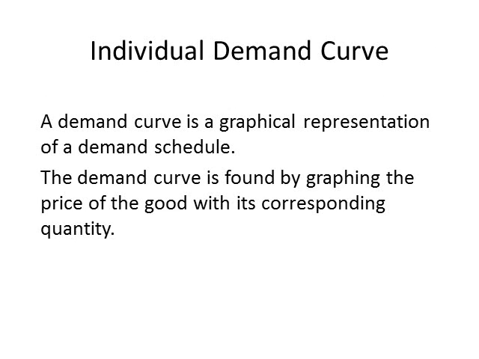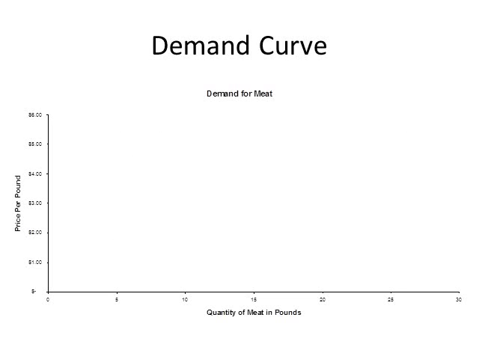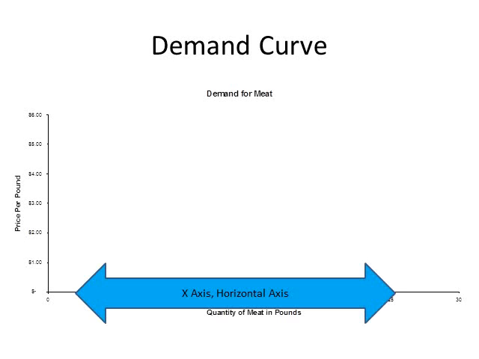We can take the table in the previous slide and convert it into a graph. A graph of a demand schedule contains a demand curve. A demand curve is found by graphing the prices of goods with their corresponding quantities. Let's take a look at a demand curve. Demand curves always have the same layout. The x-axis, the horizontal axis or the back and forth axis, always represents the quantity of the good. It is important to remember that as you move from left to right, the quantity increases.